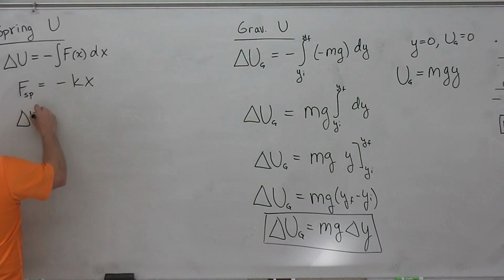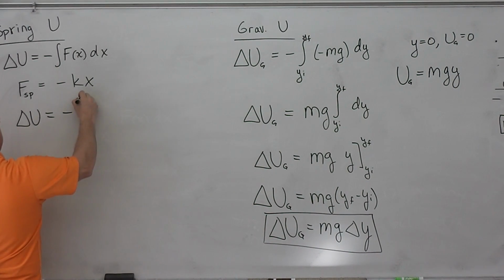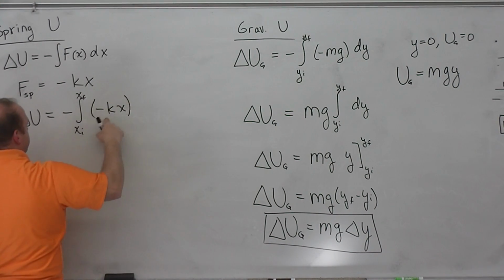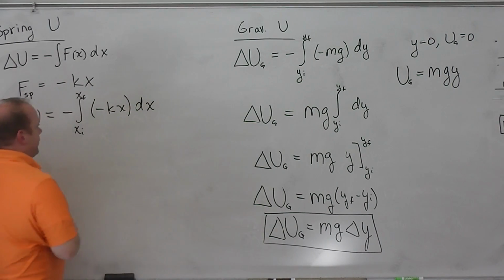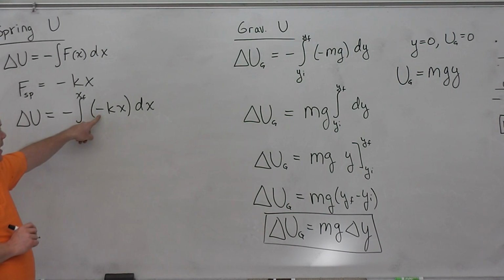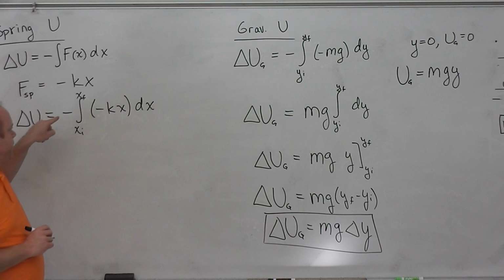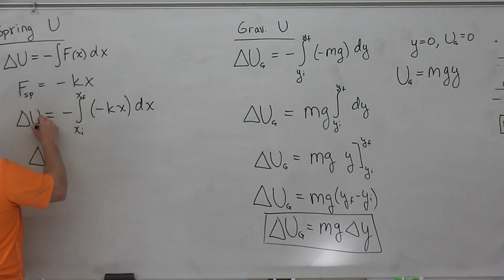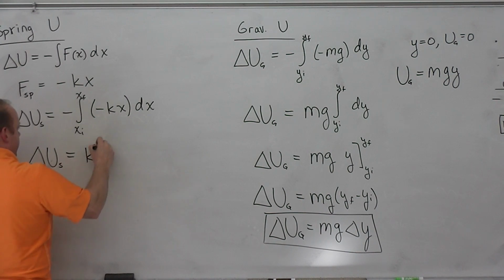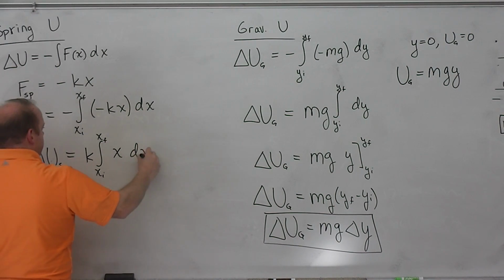So my delta U will equal negative integral from x initial to x final of negative kx, and because we're doing it in terms of x, dx. So now, negative, negative again becomes positive. The k is a constant, I can pull that out. So my change, and this is going to be due to a spring, will equal k integral from x initial to x final of x dx.